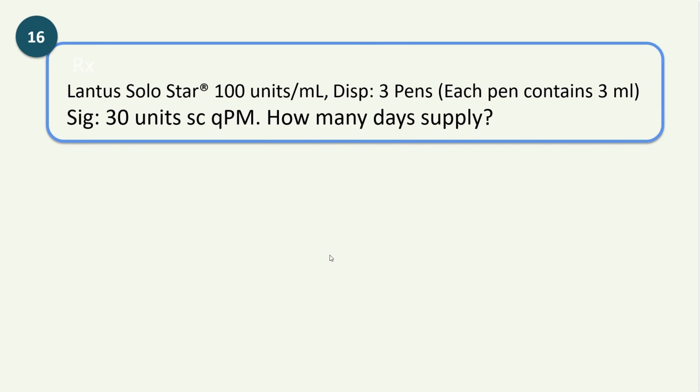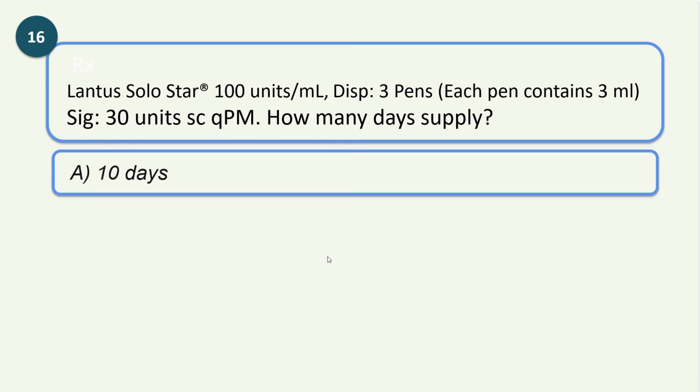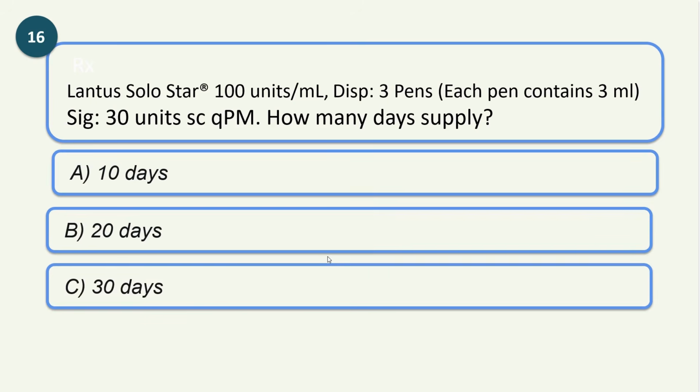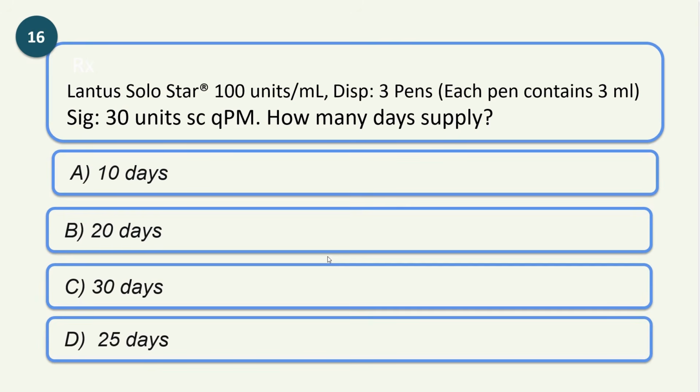Next, Lantus SoloStar 100 units per mL, dispense 3 pens. Each pen contains 3 mL. SIG: 30 units subcutaneous every evening. How many days supply will this last? A. 10 days, B. 20 days, C. 30 days, and D. 25 days. The correct answer is 30 days.